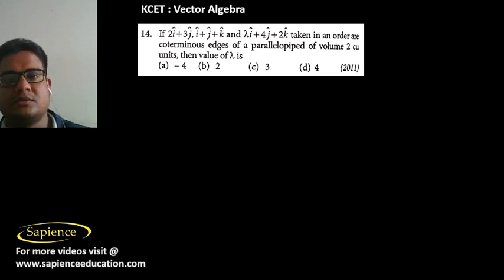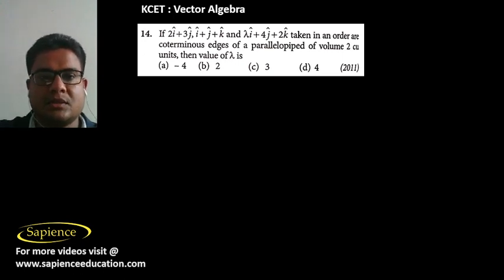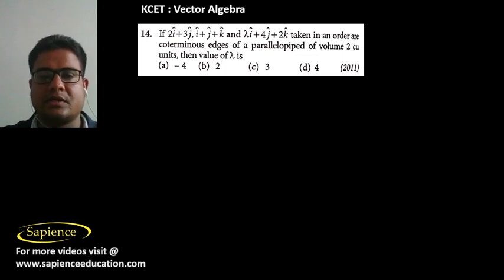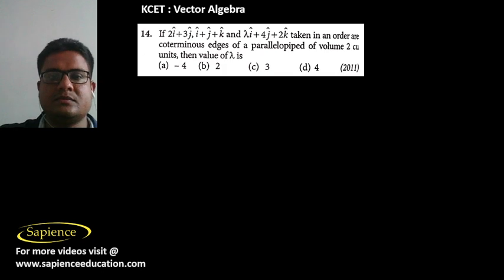Two i cap plus 3 j cap, i cap plus j cap plus k cap, and lambda i cap plus 4 j cap plus 2 k cap, taken in an order, are coterminous edges of a parallelepiped of volume 2 cubic units, then the value of lambda is?